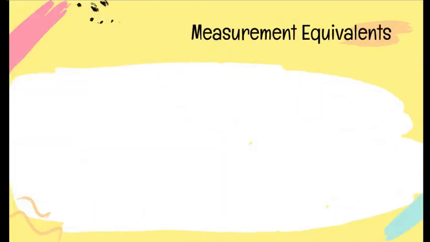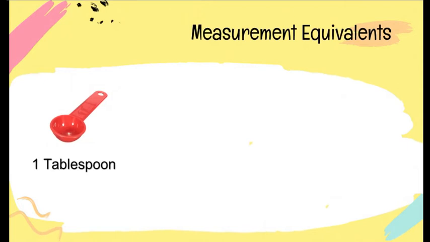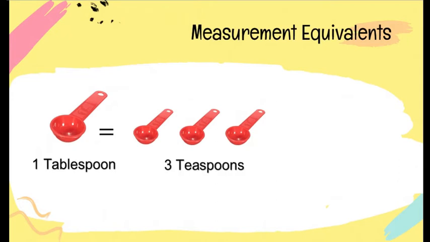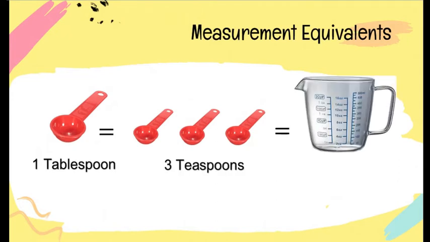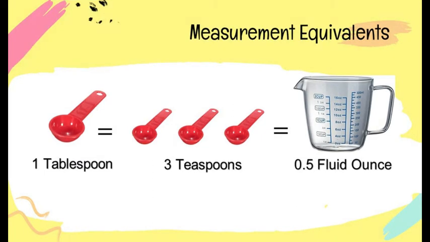Measurement equivalents. One tablespoon is equal to 3 teaspoons, and equal to 0.05 fluid ounce.